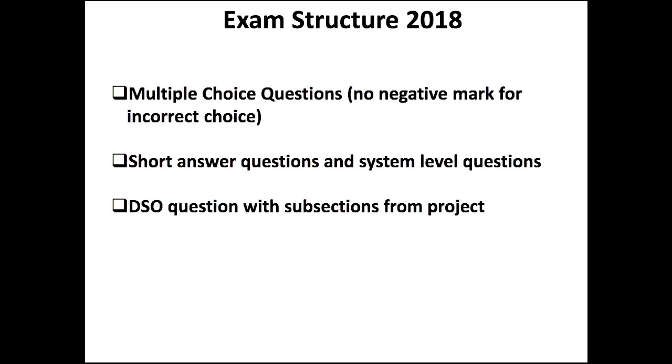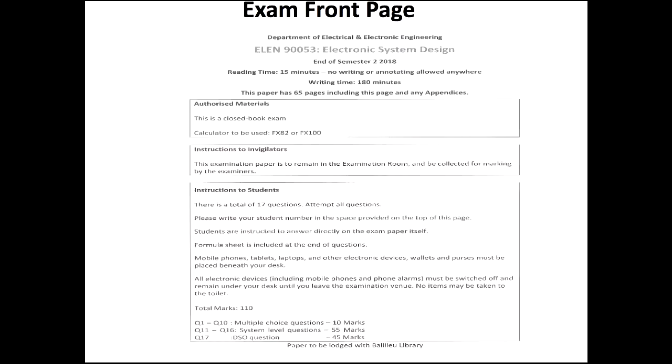Then a DSO question with subsections from the project. I can show you some examples we asked in the past. Again, the front page, you will see something like this. It will be 2019. This time it is a closed book exam. You can bring either FX82 or FX100. That is fine.